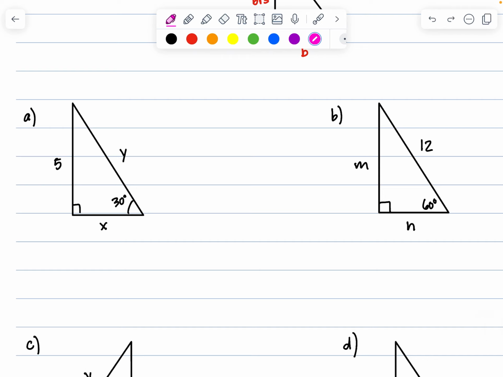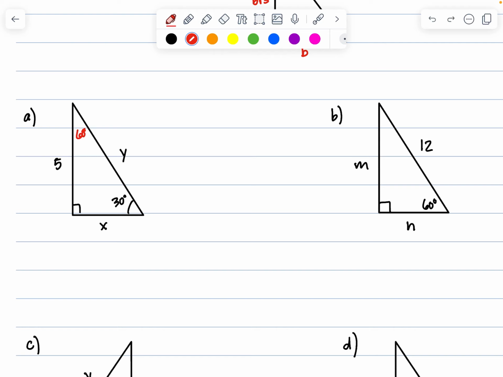So, first example, we have 5, X and Y as sides. We could label the hypotenuse if we want to. Personally, I would do this. This is definitely 30, 60, 90 because we have a right angle and we have 30 degrees here, which by default makes the last angle 60 degrees. Once I recognize this, I would start filling the information in.